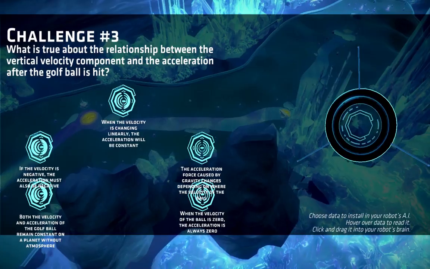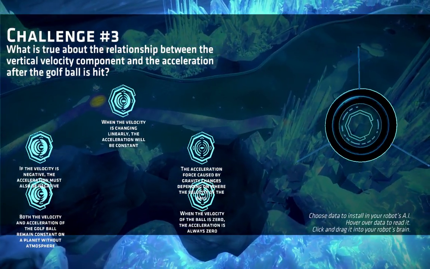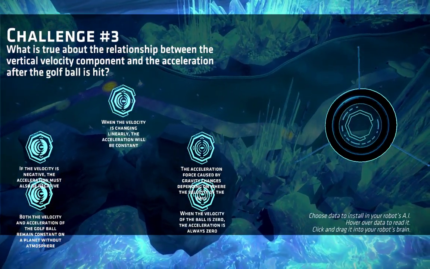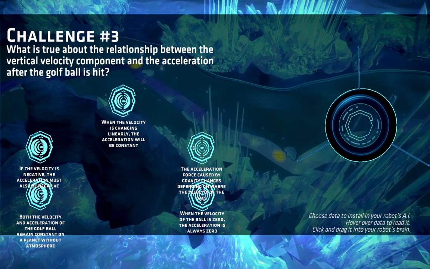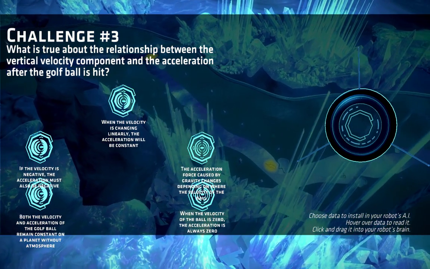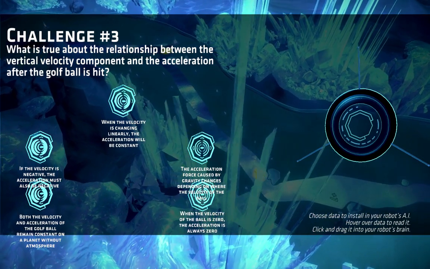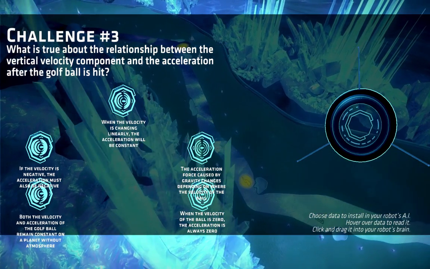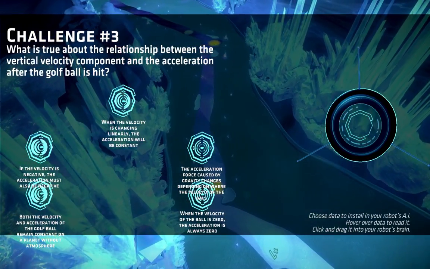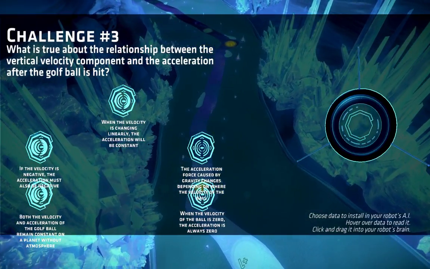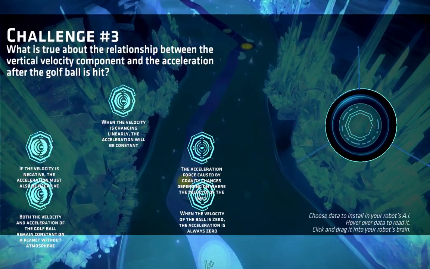For our third challenge on the third hole in planet 1, it asks what is true about the relationship between the vertical velocity component and the acceleration after the golf ball is hit. And what we noticed from the graph, what we knew, is that a horizontal line represented the acceleration as time was passing, and a linear line, just a line with a slope, was talking about the vertical velocity component. So we need to see that.